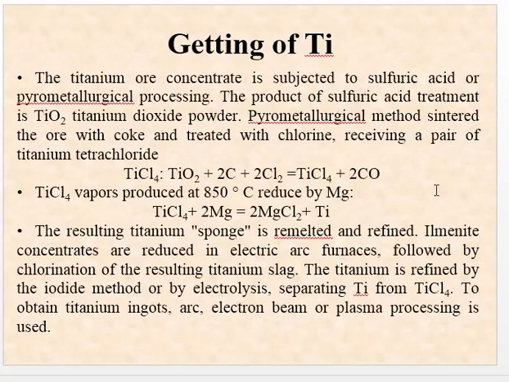Ilmenite concentrates are reduced in an electric arc furnace, followed by chlorination of the resulting titanium slag. The titanium is refined by the iodide method or by electrolysis, separating titanium from titanium tetrachloride. To obtain titanium ingots, arc, electron beam, or plasma processing is used.